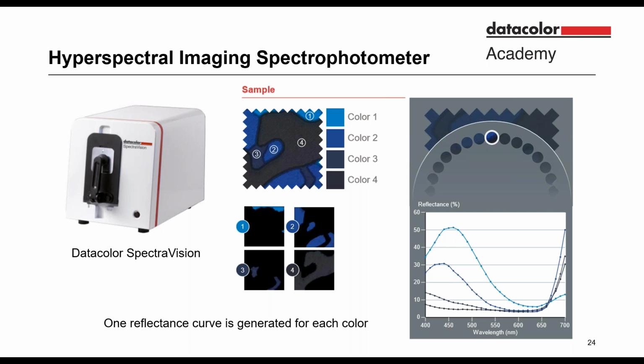In reality, this camera has very high resolution. It's 821 by 821, and each pixel potentially has a reflectance curve. So the system measures the sample, groups together and averages all the pixels with the same color based on a tolerance and generates one reflectance curve for each color.